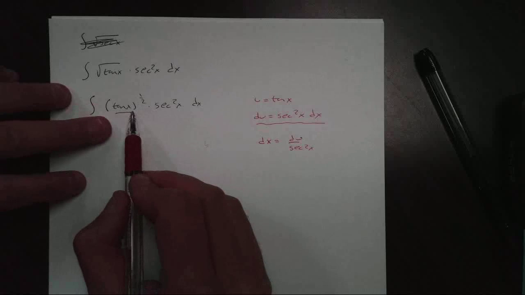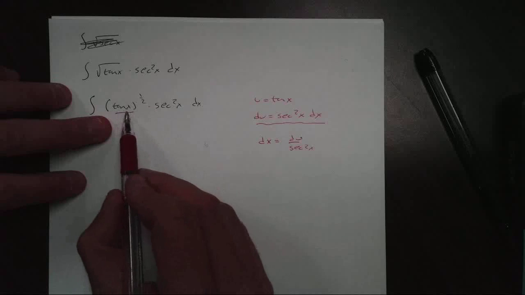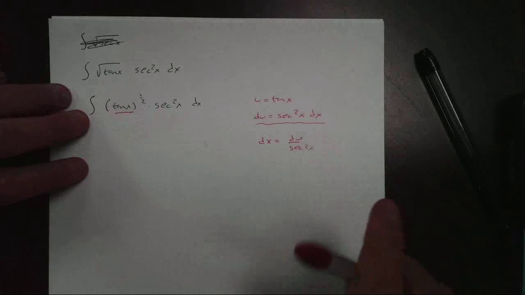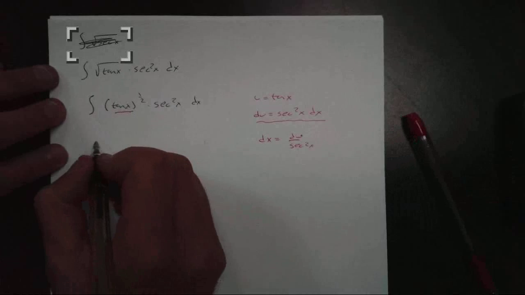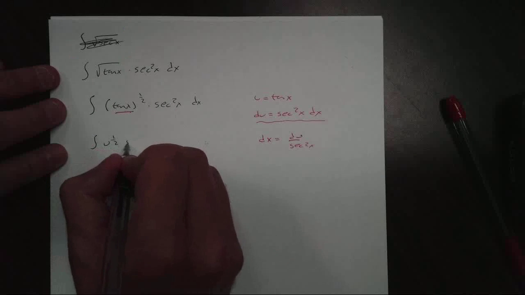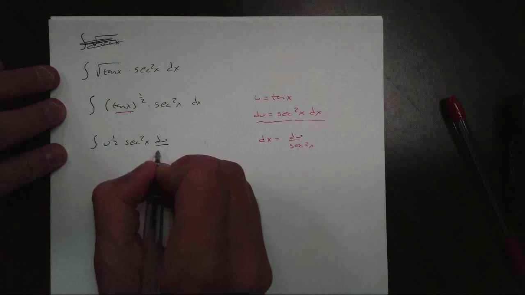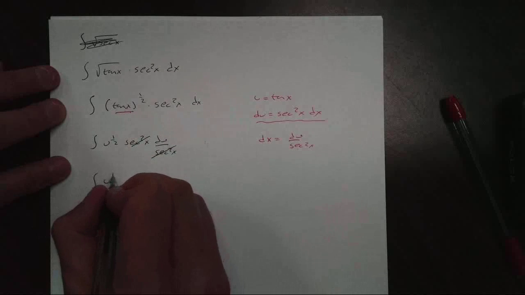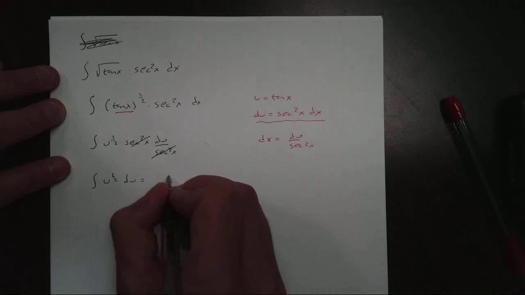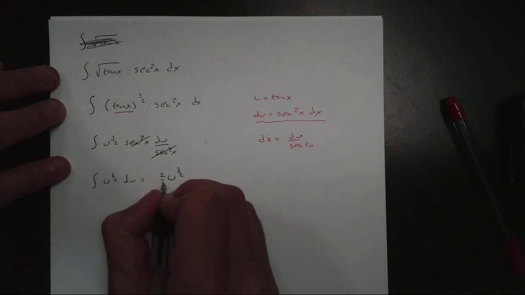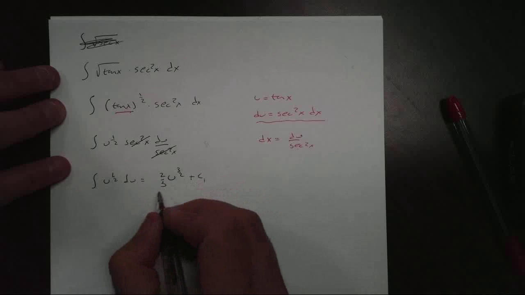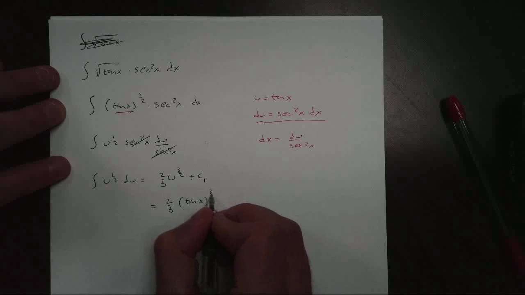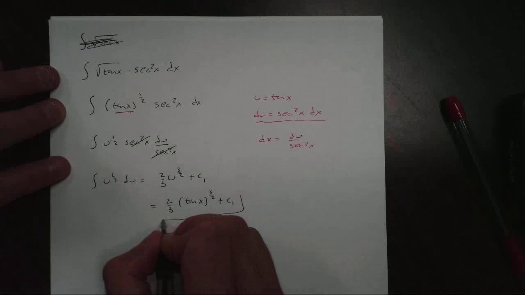So tangent's derivative is secant squared. So that's going to be my u. By picking tangent, what's going to happen when I plug it back in? The secant should cancel. And they will, which you'll see. We get u to the 1/2 secant squared of x du over secant squared of x. Cancel, cancel. And we get u to the 1/2 du, or u to the 3/2 times 2/3 plus c1, or 2/3 tangent of x to the 3/2 plus c1. And there we have it.